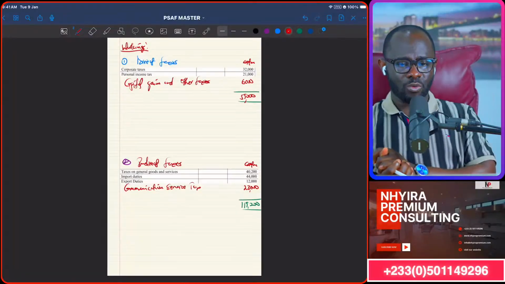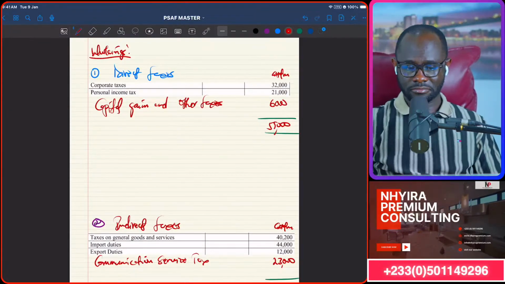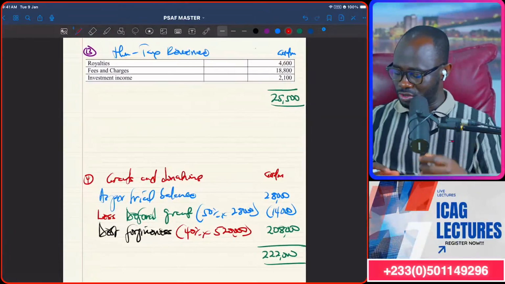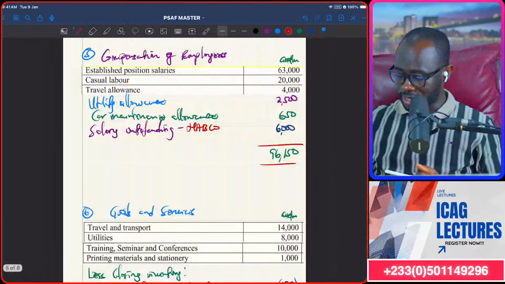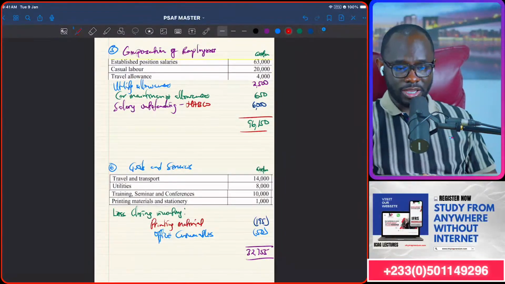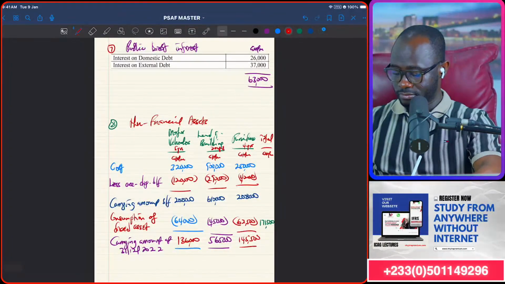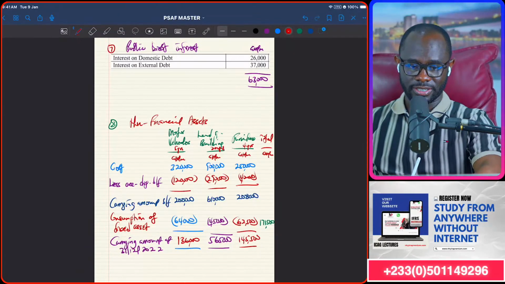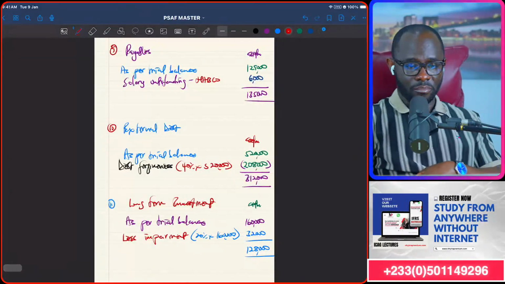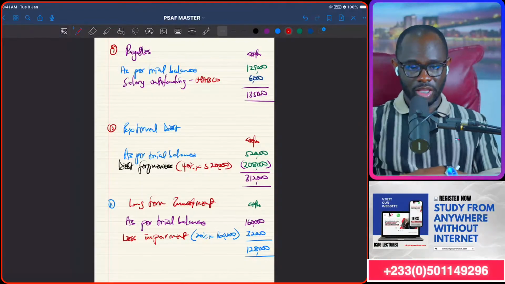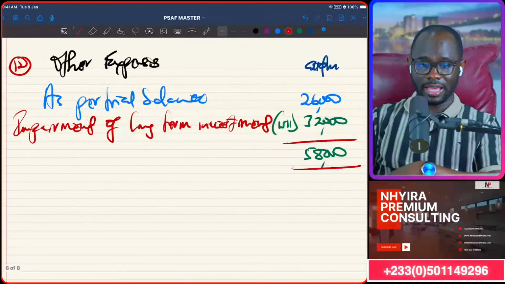So certainly, after working all of these out: slide 1 here for the workings, slide 2 for workings 3 and 4, slide 3 for compensation and goods and services, slide 4, public debt interest and the non-financial assets, slide 5, payable external debt, long-term investment, and certainly slide 6, other expenses.